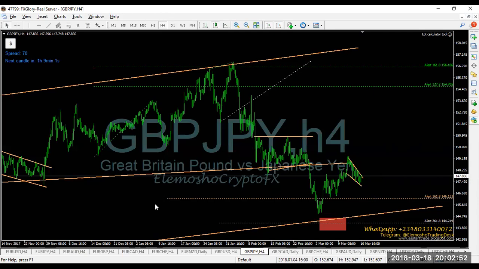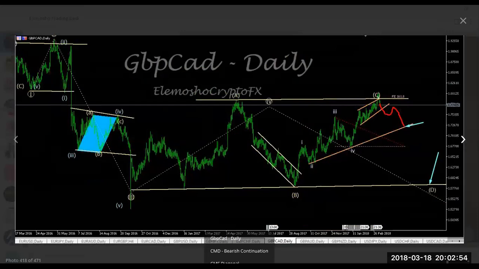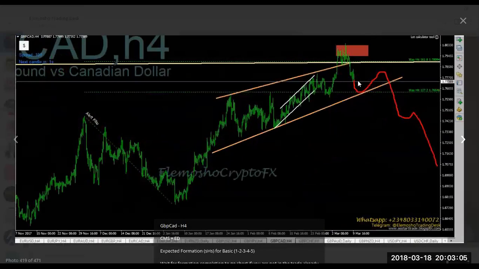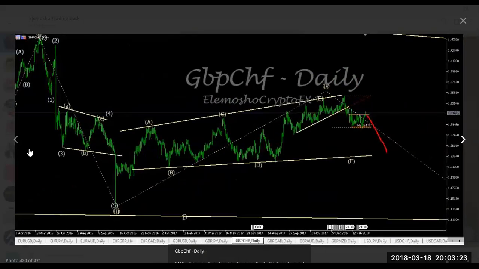Then the GBP CAD. This has been the stubborn pair for the week. I was expecting the bearish trend to continue, but that didn't happen. So the structure still remains the same, though we still have some bullish movement right now because the Canadian dollar is still very weak. So immediately it rejected my sell zone, I expected that it was going to form a head and shoulders pattern for us to start going short, and that didn't happen.